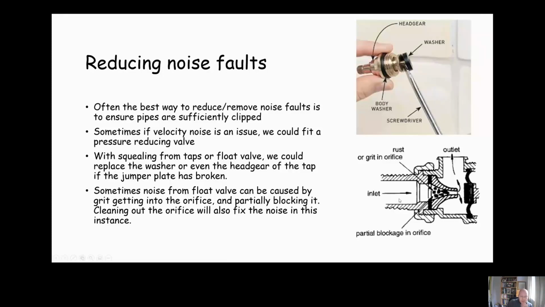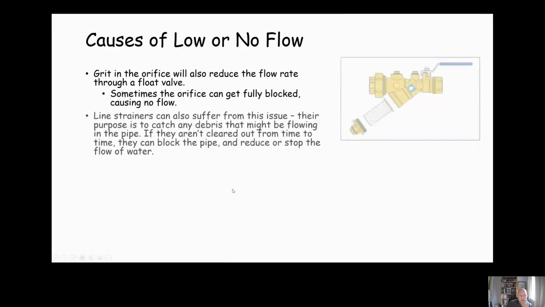If you have issues with float valves, sometimes it can be caused by grit or rust building up in the orifice, like we've talked about before. And yeah, just clear it out. It's easy, just literally take it apart, knock it out, wash a bit of water through it, put it back in. And this grit build-up can also cause other issues, such as a reduction in flow, which we're going to talk about now.